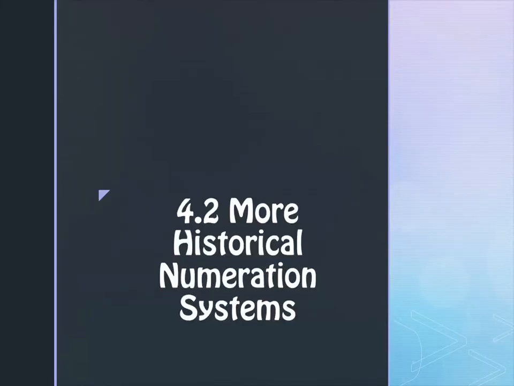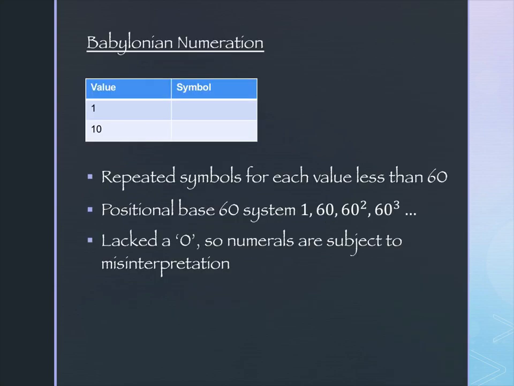Okay, 4.2, really just a continuation of 4.1. We've got two more numeration systems to look at. They're grouped here separately because they are quite different than the others that we looked at. So the first one that we're looking at here is the Babylonian numeration system.